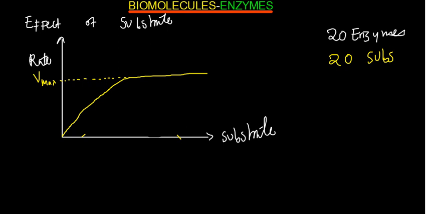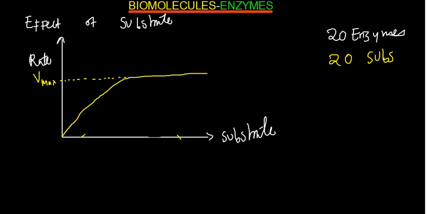So any extra substrate has to wait until an enzyme-substrate complex has dissociated. Okay, since all the enzymes have been taken up, these extra substrates have to wait until they find a free enzyme. And for an enzyme to be free, it means that it has to have already broken down the substrates. So this is what gets to happen.